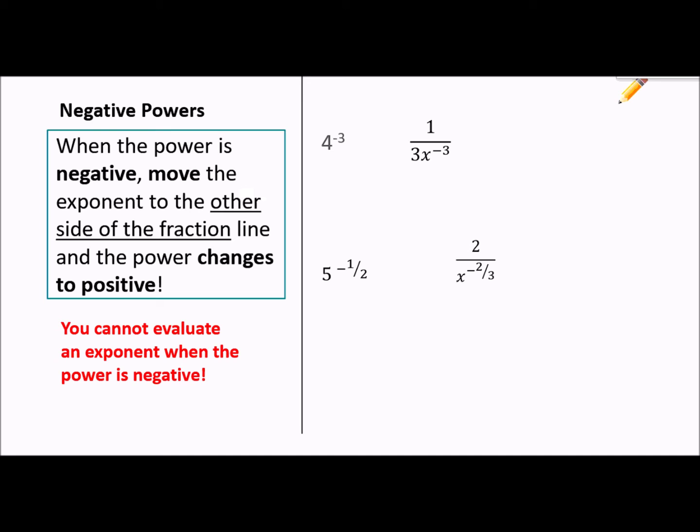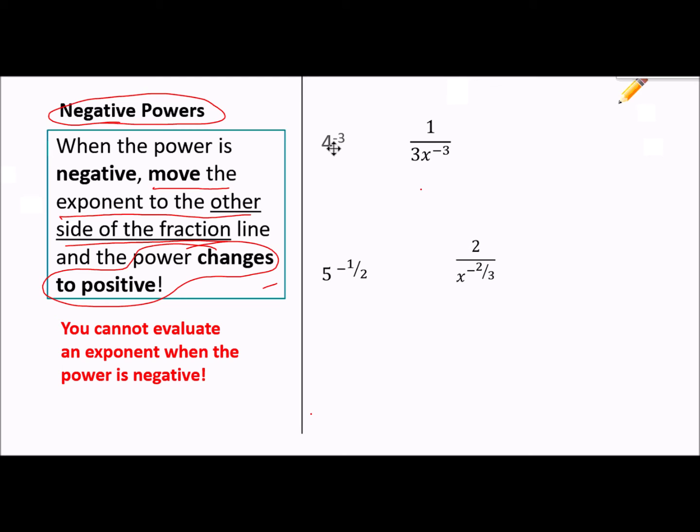Now this one is one that you've seen a couple times now, but it still tends to make people struggle. So let's talk about negative powers. When you have a negative power, all you do is move the whole thing, only the one being raised to the power, to the other side of the fraction line. And when it does, the power becomes positive.